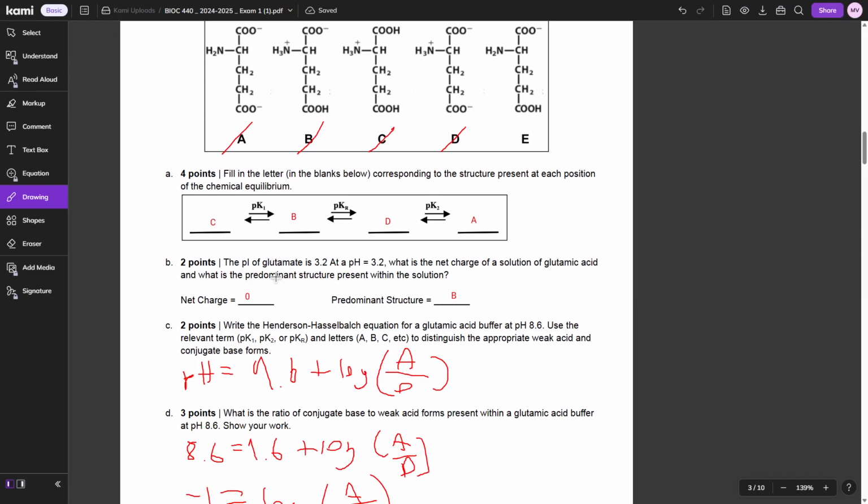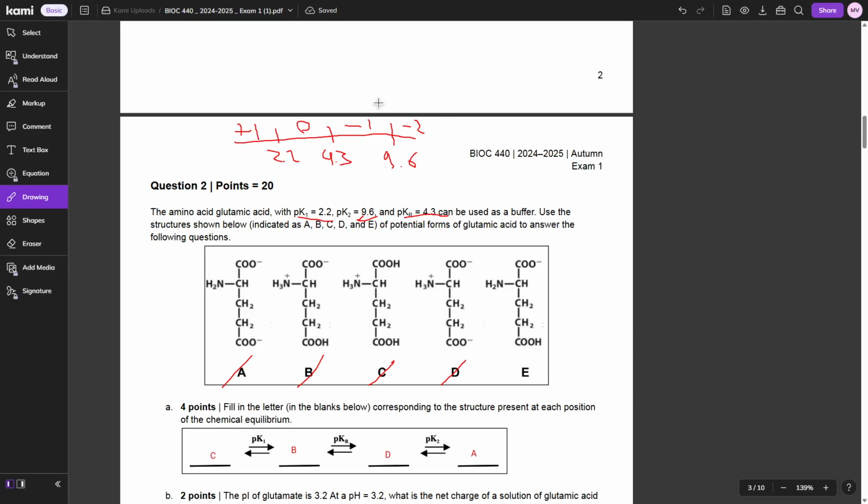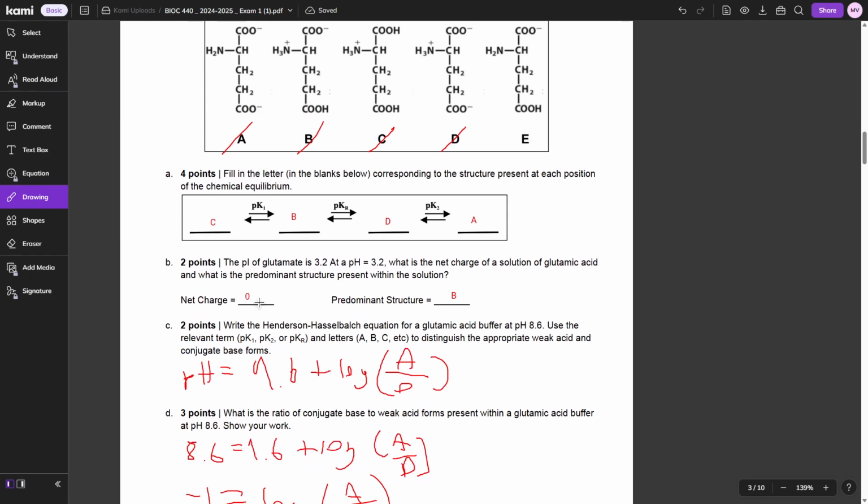This is a funny question that probably trips up a lot of people when they first see it if they don't understand how pI works. The pI by definition is the point at which the charge is zero. So without doing any sort of math, you must say that the net charge is zero. If you want to do the math, go back up to the number line and look at what the pI is. The pI is the point at which the net charge is zero. Therefore, it must be zero here.